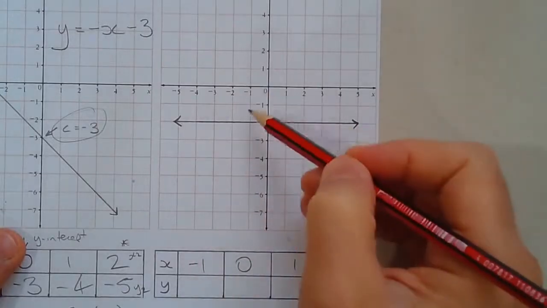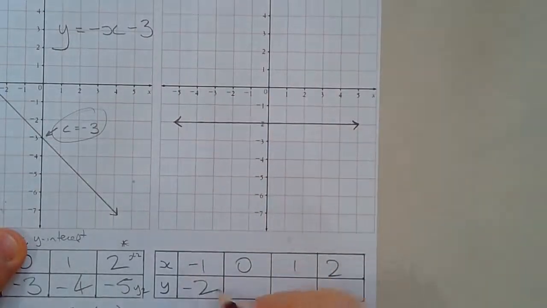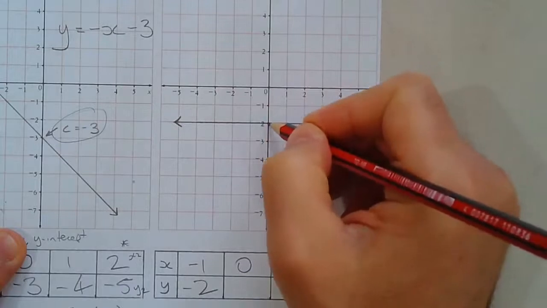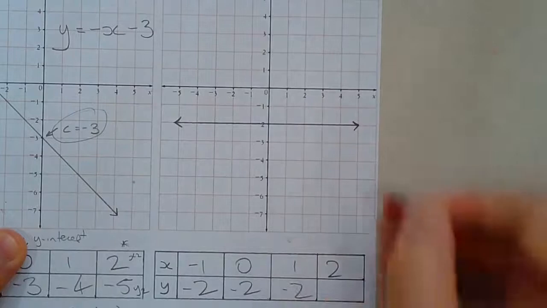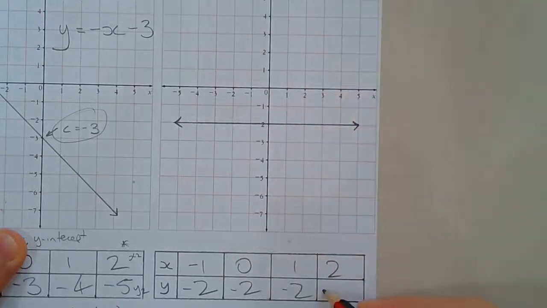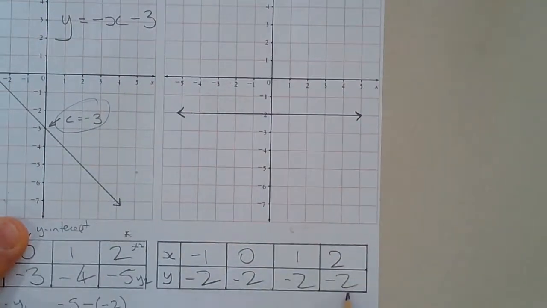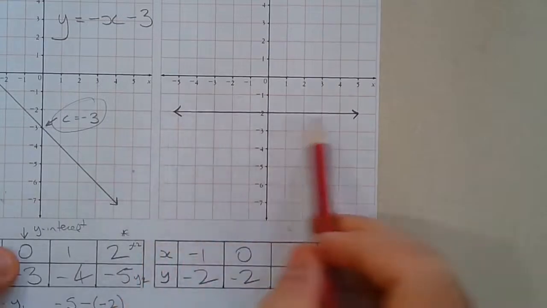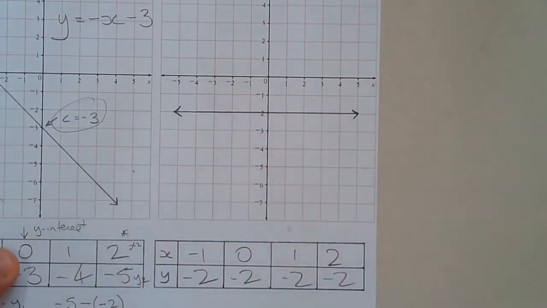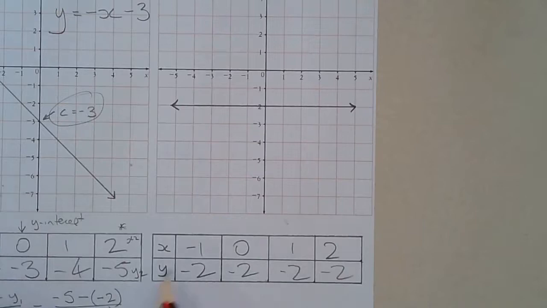When x is -1, y is -2. When x is 0, y is -2. When x is 1, y is -2, and so on. When x is 2, y is -2. The y values are all the same. In fact, the y values have nothing to do with the x values, in the sense that x could be whatever you like. This line just keeps going on and on and on. Given that it's obvious here that the value of x does not affect the value of y, the gradient is 0.